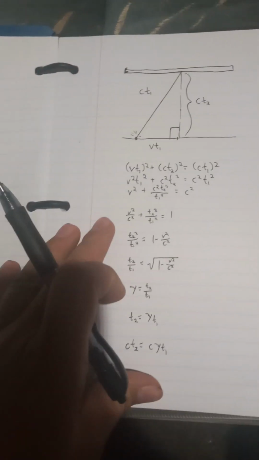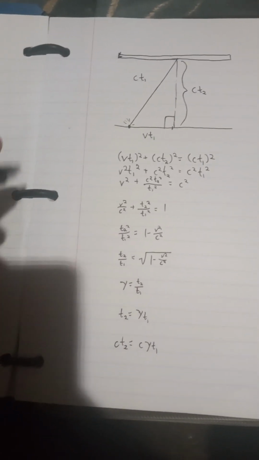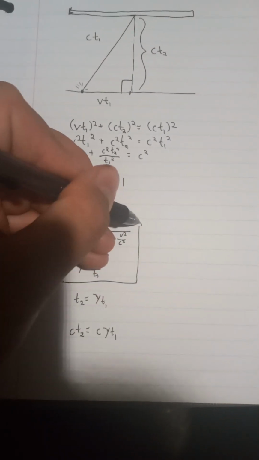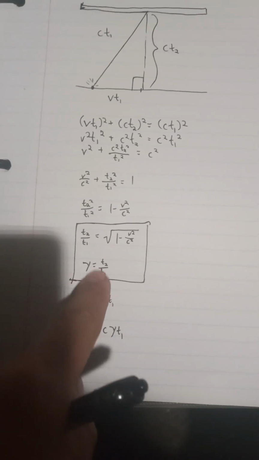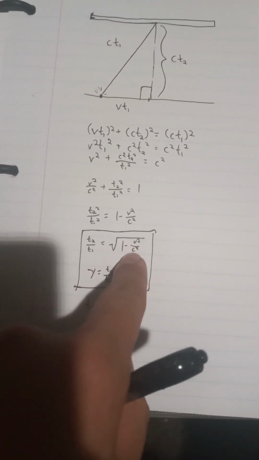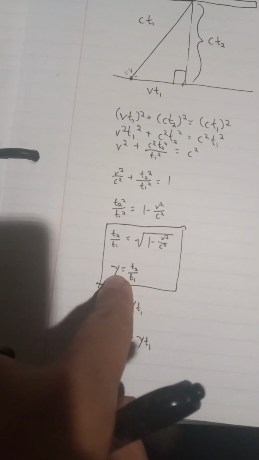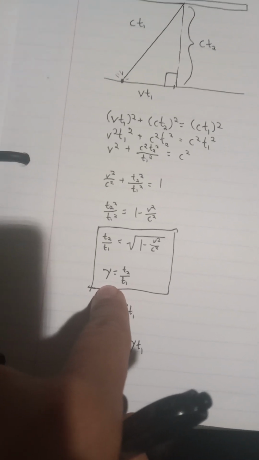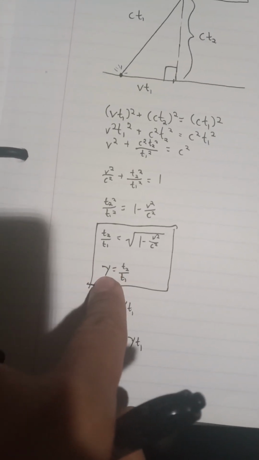Now, the question then is, what does this have to do with special relativity? Well, here's the thing. This gamma term right here that we've defined as t2 over t1, which is equal to the square root of 1 minus v squared over c squared, is called the Lorentz factor, and it's used in special relativity to determine what they call time dilation or length contraction or relativistic mass.